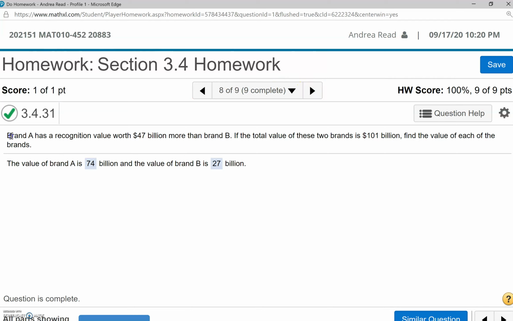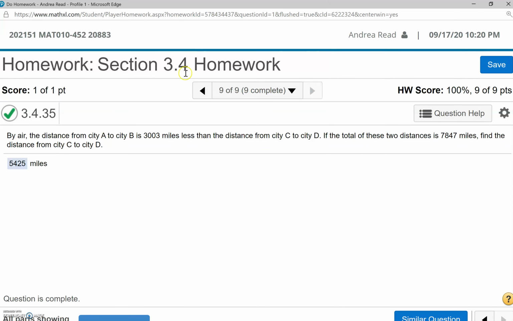So number 8, you have a brand A. So brand A is worth 47 billion more than B. So B will be just x, the variable x, and then A will be x plus 47. You'll eventually get it, and it's all going to equal 101. So, and I'm going to show you this in a minute.